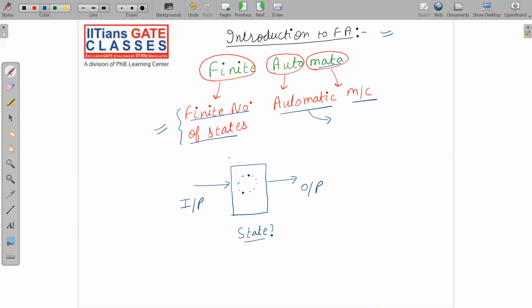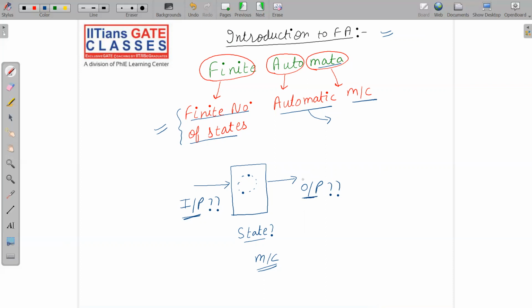Let me give you a brief intuitive idea about finite automata. Forget about finite automata. You are given a machine. What will be the first question in your mind about the machine? The first question will be, what exactly is the input to the machine? What exactly is the output from the machine?